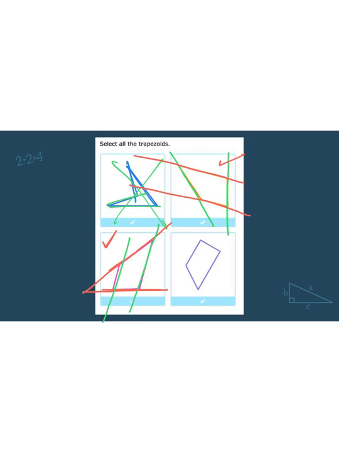Let's look finally at this last one. We've got this parallel side and this parallel side. Very good. We don't have to finish, but I'm going to finish it anyways. This other side is not parallel, but that's okay because we've got one set. So we would click 1, 2, 3 for this one.